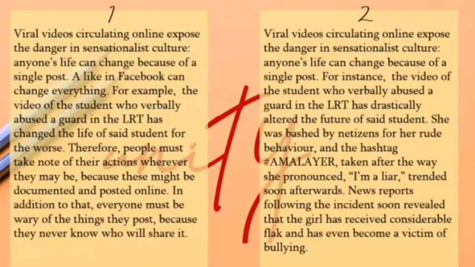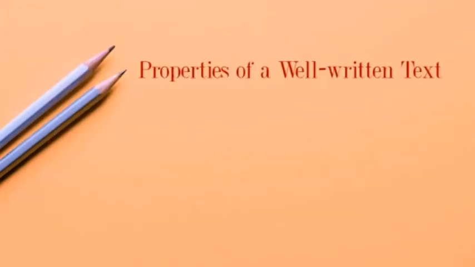And then the last sentence is also related with the previous sentence. News reports following the incident soon revealed that the girl has received considerable flack and has even become a victim of bullying. So when we go back to our main idea, it is about the danger of a simple or a single post online that could affect the life of a person, and this is the effect that that student became a victim of bullying. Again, when we compare these two paragraphs, the second paragraph achieves the property of being united, or unity.